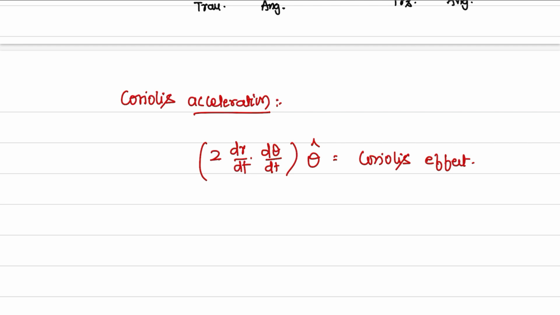This is because of the interdependence or interaction between them. You just see here, dr by dt is also there, d theta by dt is also there. They are not independent, they are dependent on each other. The product of these two into 2 theta cap gives the Coriolis effect.